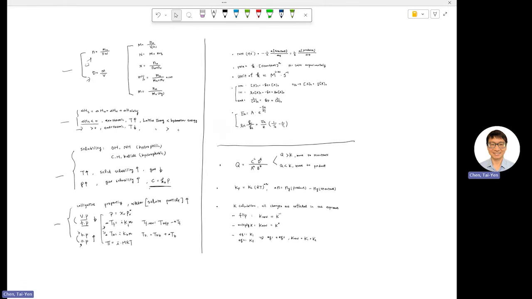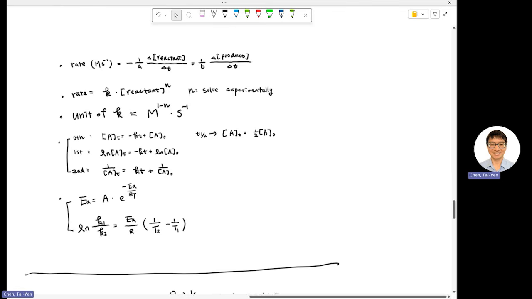All right, so then we talk about reaction rates. Right now we have learned how to define the concentrations. So now we start to learn how the concentration changes over time. That is the definition of rate. For the rate, you should know how to calculate it.